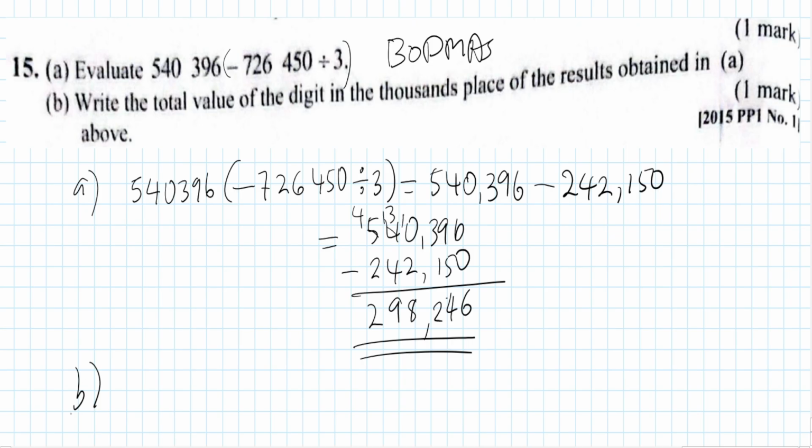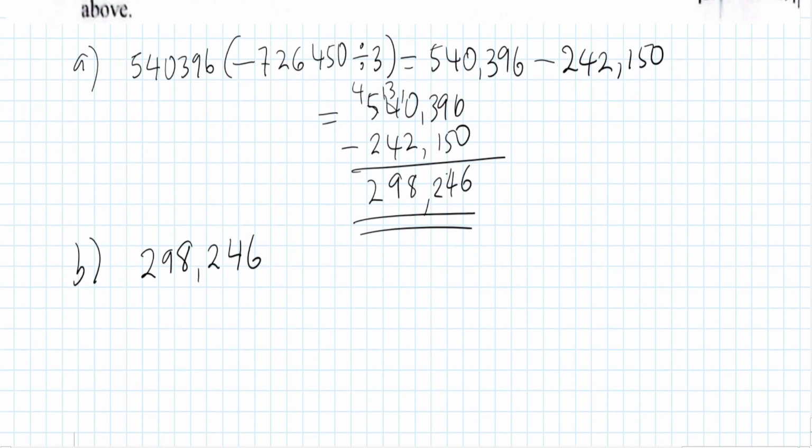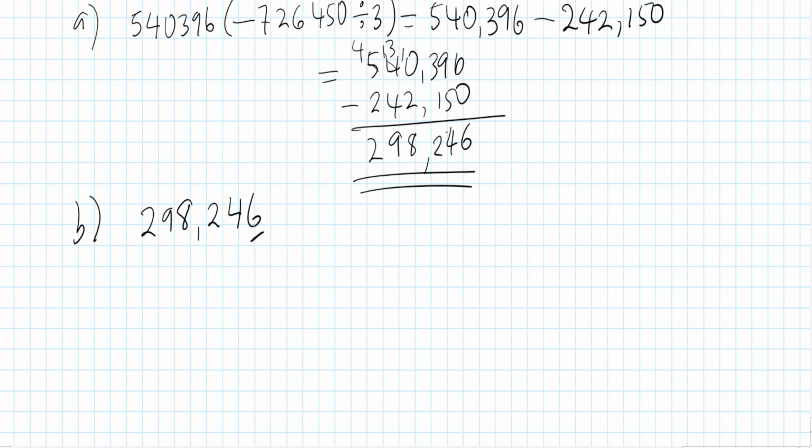Now, question B: write the total value of the digit in the thousands place of the result obtained in A above, which is this one. 298,246. So you look at the value of the digit in the thousands place. This is ones, this is tens, this is hundreds, this is thousands. So the total value is 8 times 1,000, which is 8 thousands. So 8,000 is your answer.